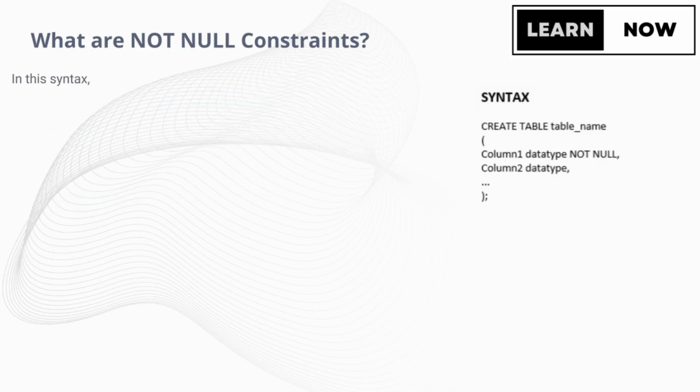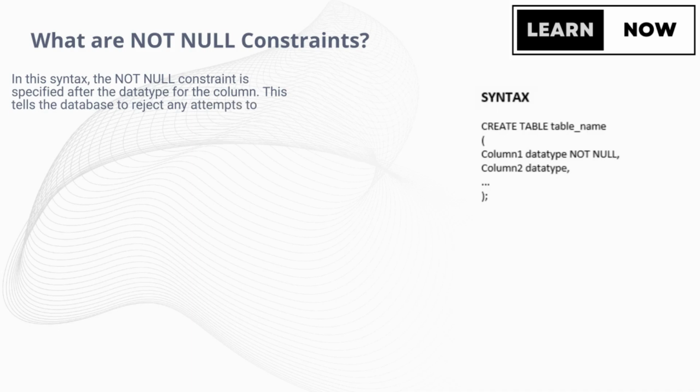In this syntax, the not null constraint is specified after the data type for the column. This tells the database to reject any attempts to insert null values into that column.